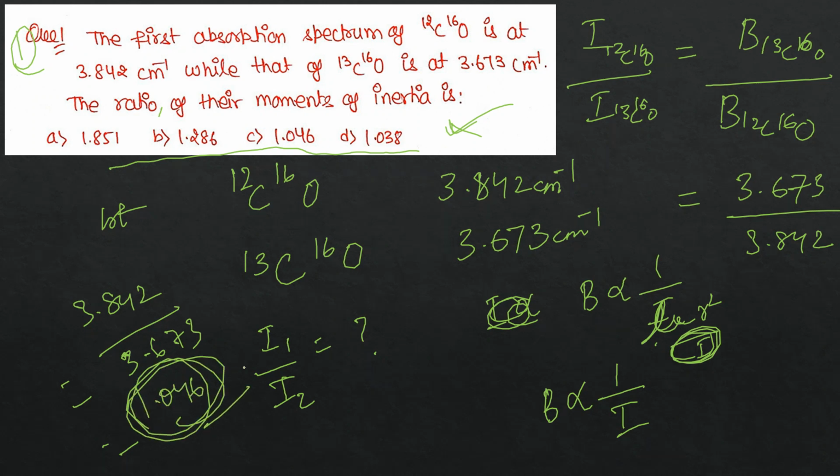Even if someone does it wrong, you will get the right answer. So this is the thing about this. It should be I1 by I2, but this is done the wrong way. The options are wrong. Okay, next question.